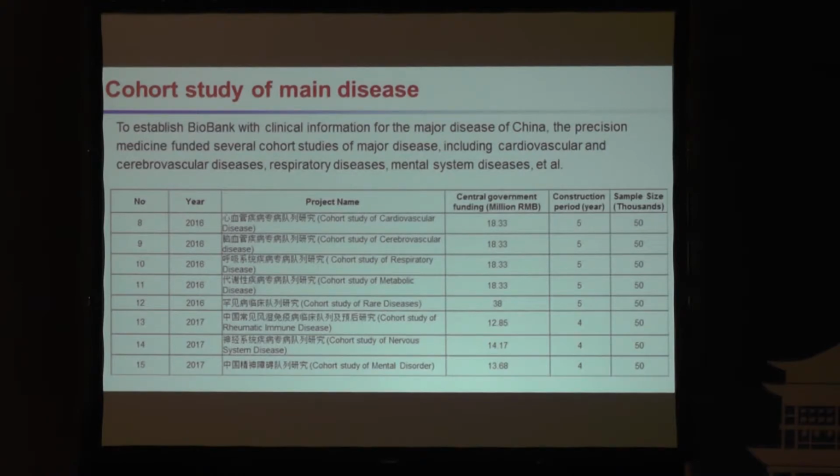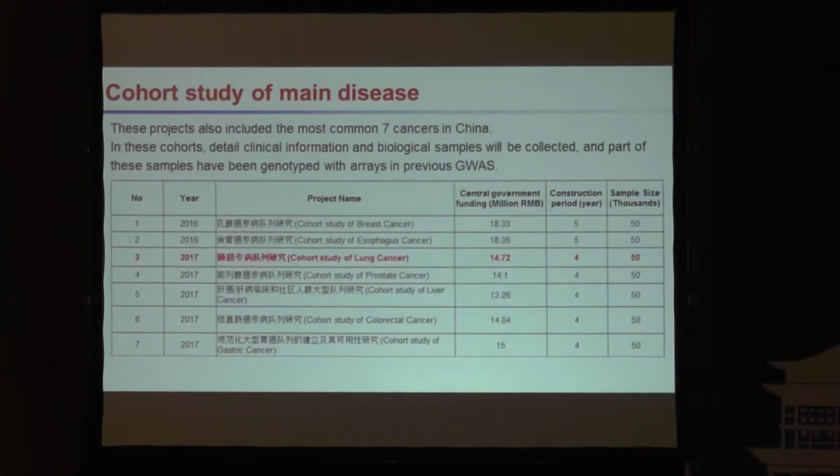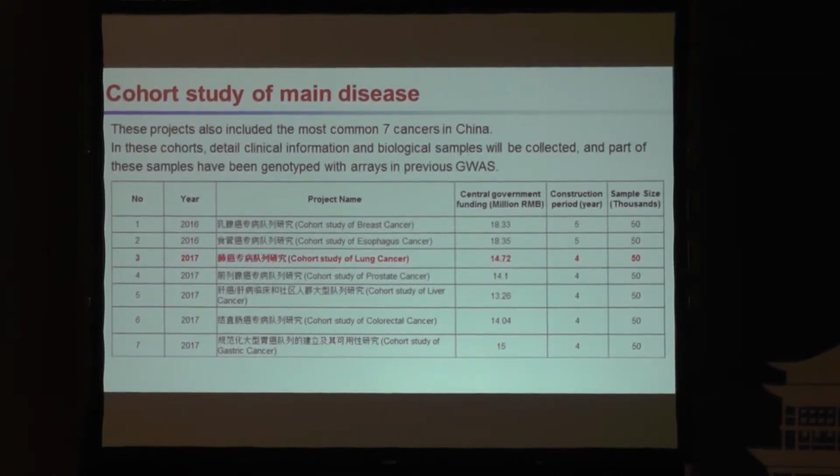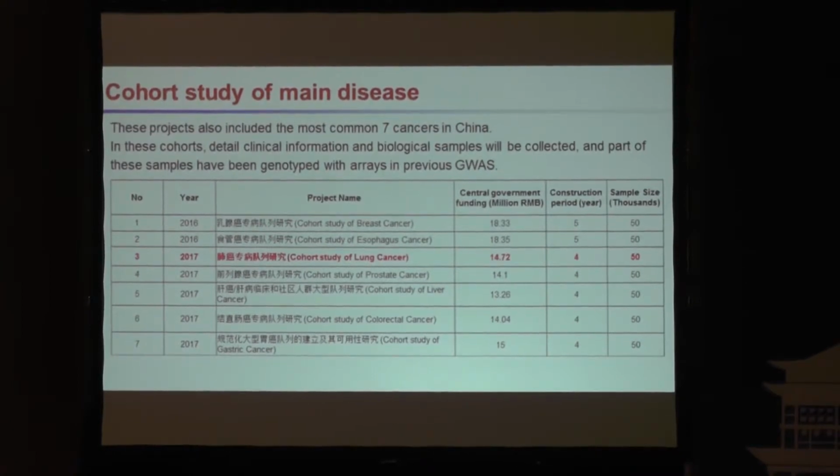Except for the cohort study on the natural population, the government also funded several cohort studies of major diseases, such as the most common cancers in China. In these cohorts, detailed clinical information and biological samples will be collected, and part of these samples have been genotyped with arrays in previous GWAS or in current GWAS studies, such as the cohort study of lung cancer. In this study, we took part in this project.